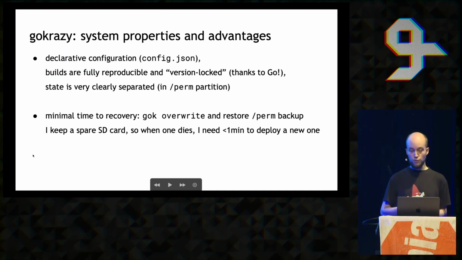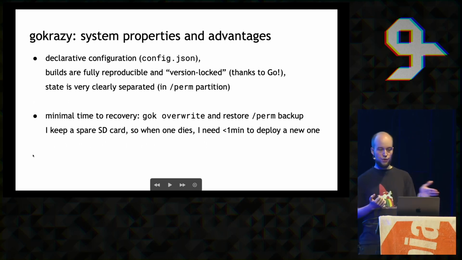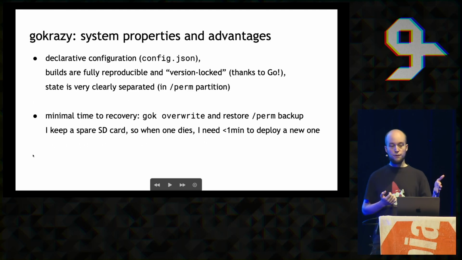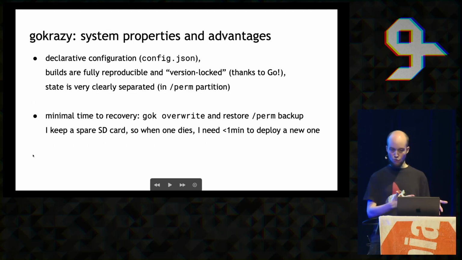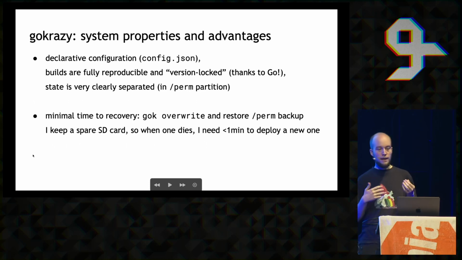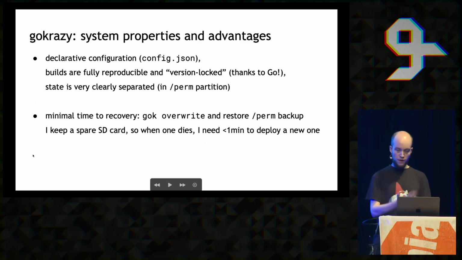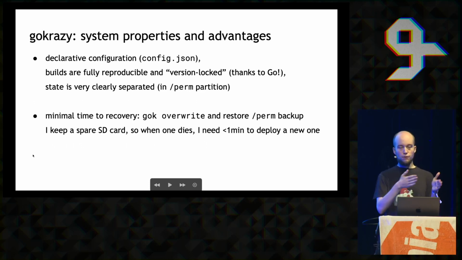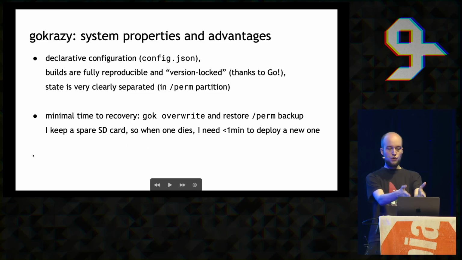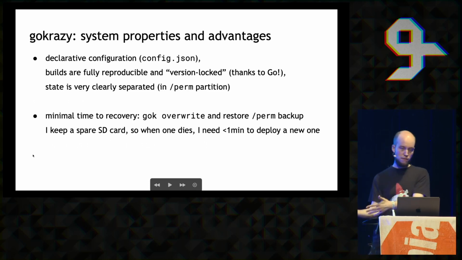And I just want to point them out specifically. So the configuration that we have, like the config.json file that you saw on the earlier slide, is a declarative configuration file. And the builds are fully reproducible, because Go builds can be fully reproducible, and also version locked, also thanks to Go's go.mod and go.sum files. So that means that if you have a Gokrazy system configured on your computer, and then you copy it over to your friend, you can be sure that they build exactly the same thing.